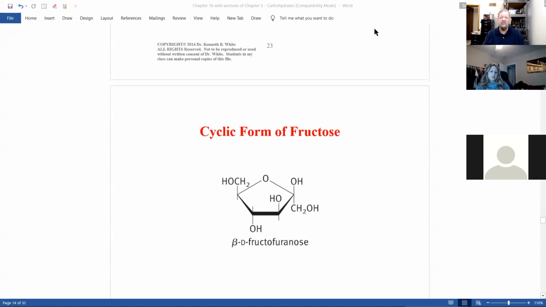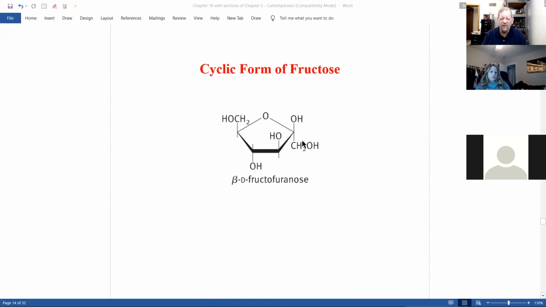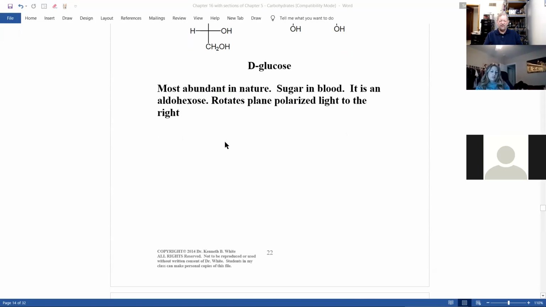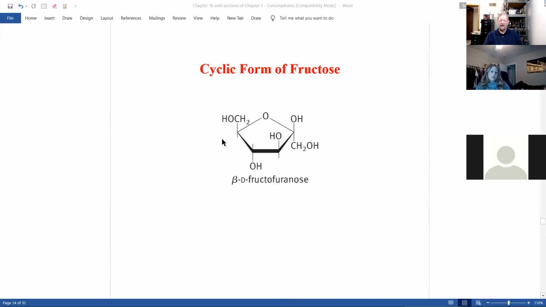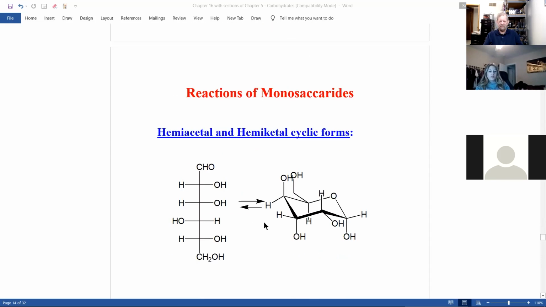And this can exist also in a cyclic form. Now, this form right up here, the cyclic form, and see how you have the different darker lines, and up here also, this is called the Haworth projection. It's a way of showing the three-dimensional ring structure of mono- and disaccharides, and also other, much bigger carbohydrates. And this will not be on the test. It even says it on the slide, but I thought I'd just point it out.